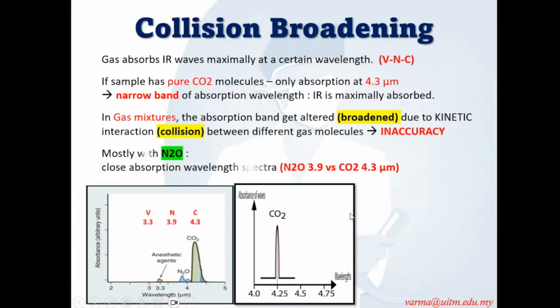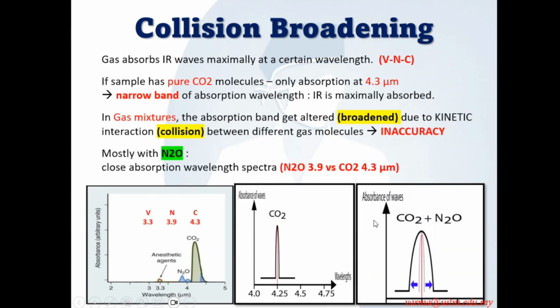So in an exam, if you are asked to define it for 1 mark, you just have to mention this. These two sentences are enough: in a gas mixture, the absorption band gets altered due to kinetic energy, in infrared absorption, mostly with CO2, and mention these values. Enough, you will get 1 mark. You don't have to draw these also. If you draw, it's well and good. If you don't draw, never mind. Usually it's a 1 mark question.